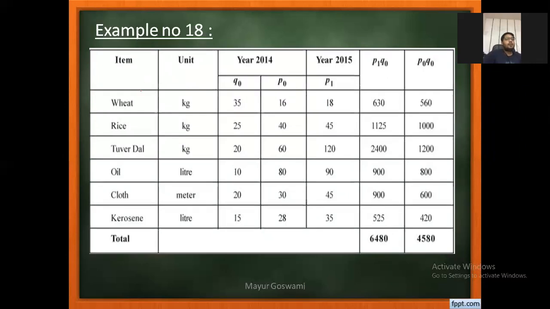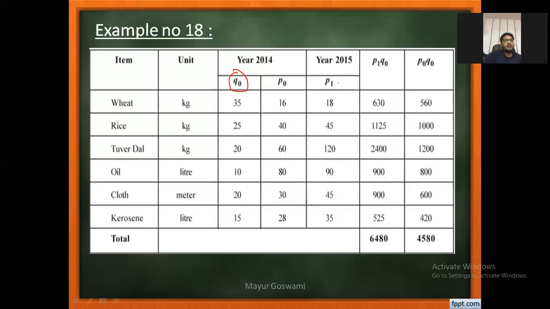So first we'll calculate using the total expenditure method. We have Q0, P0, P1. For the total expenditure method, we have either the last year or the past year formula, but here Q0 is given, so only the last year's formula can apply. The formula is sigma P1 Q0 upon sigma P0 Q0. So first you need to find P1 Q0.